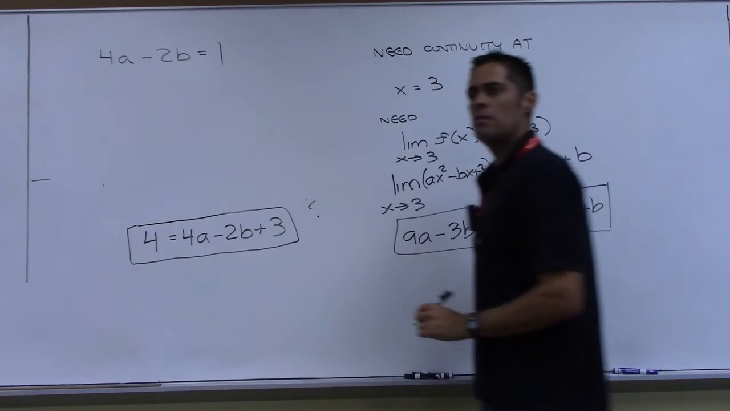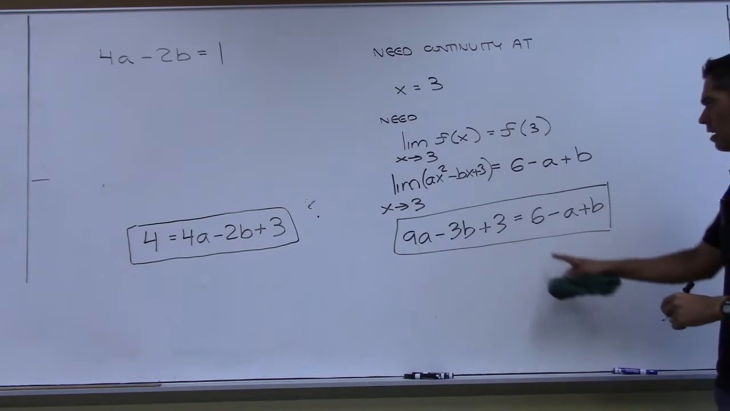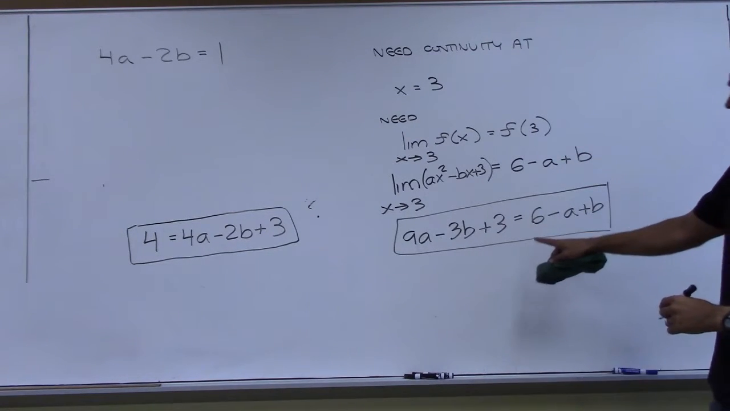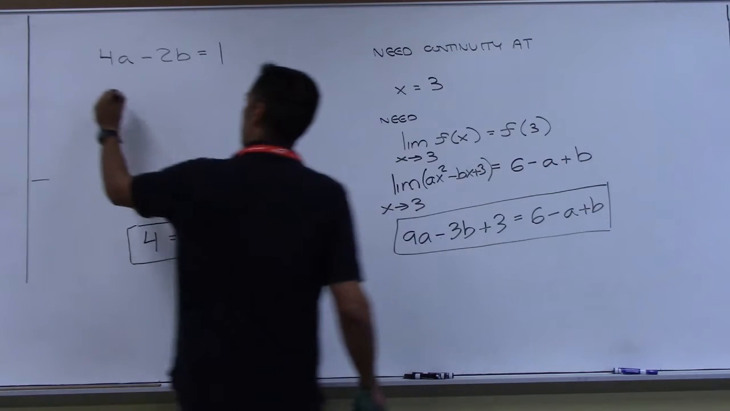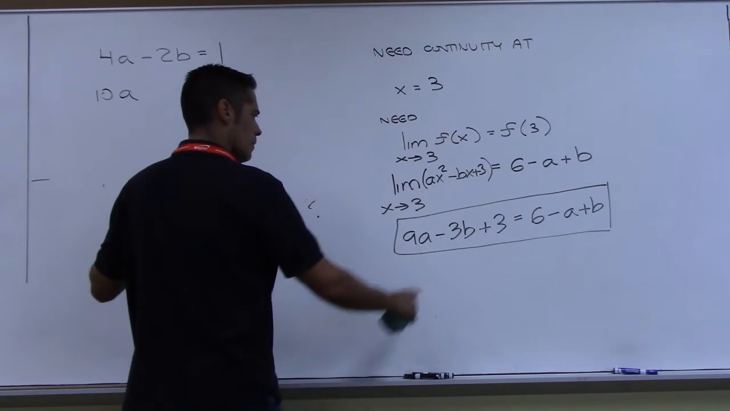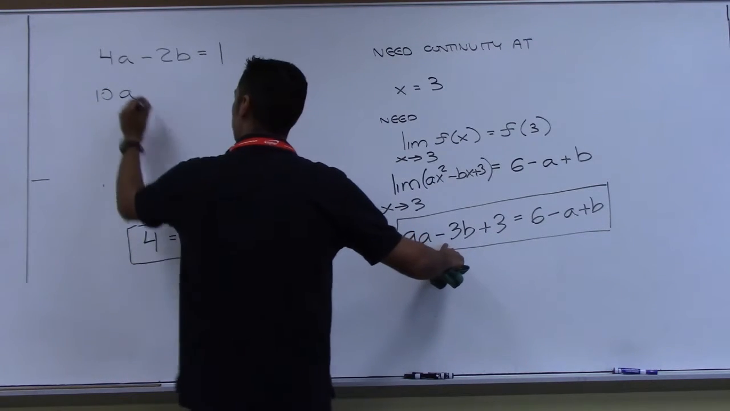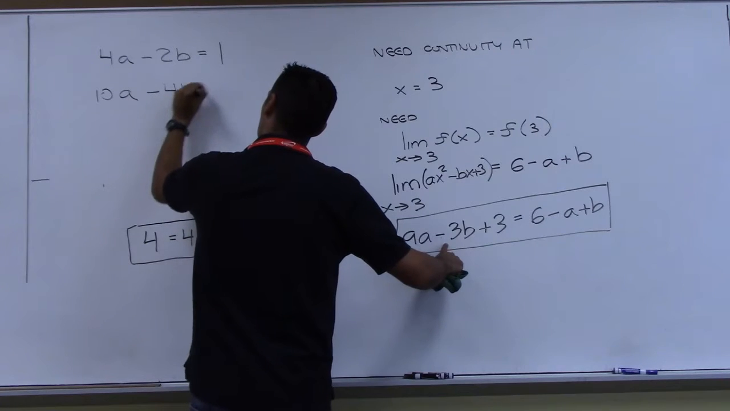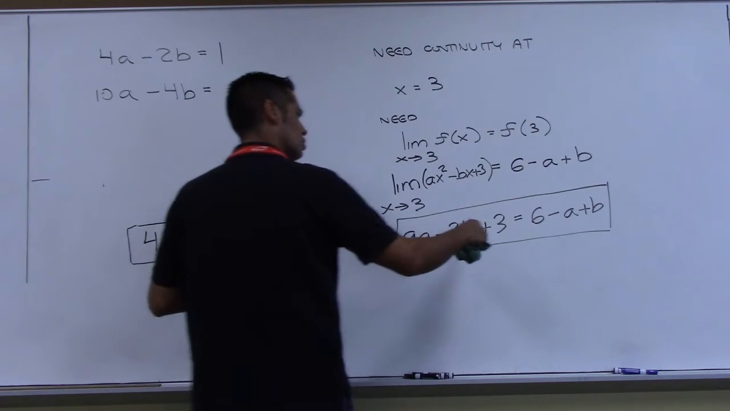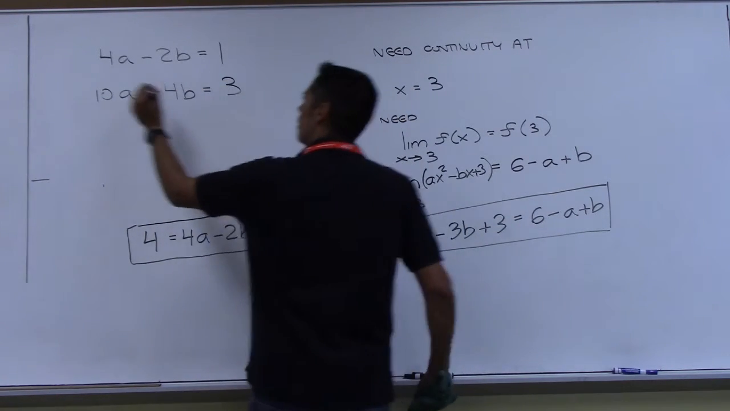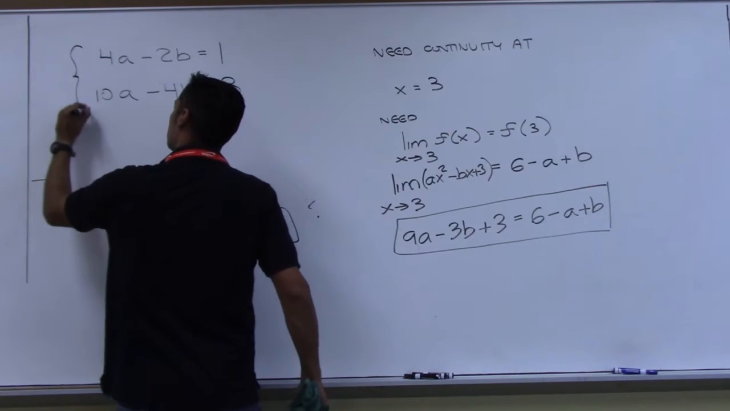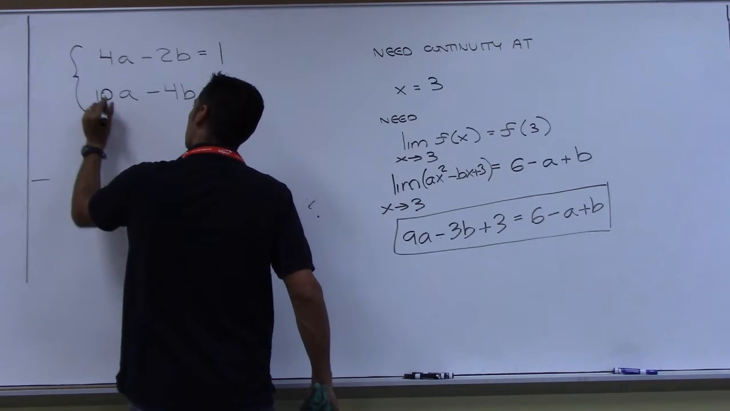That's one equation. The other one, let's see, 10a minus 4b equals 3. Someone confirm that you got the same equations, yes?